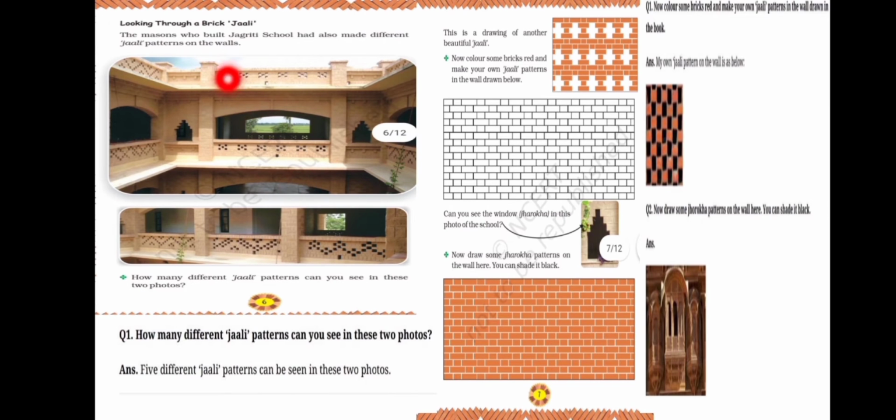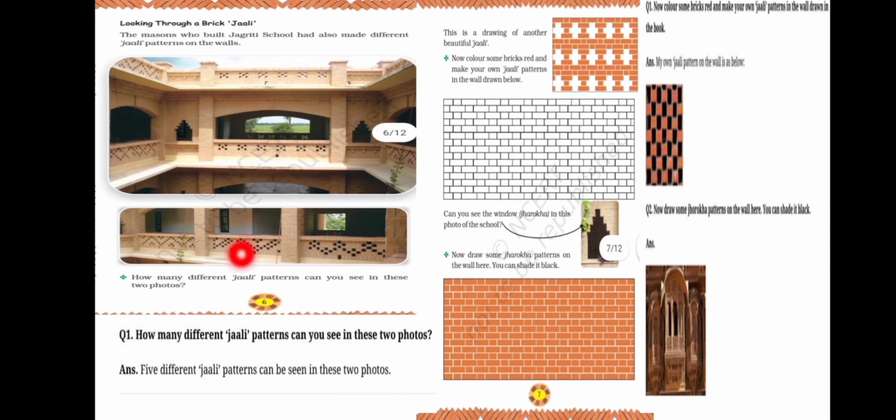Now looking at a brick jali. Here we are going to discuss the jali. The masons who built Jagrati school had also made different jali patterns on the walls. We create a jali by giving gaps between the bricks. Here some jalis are given. This one is also a jali.